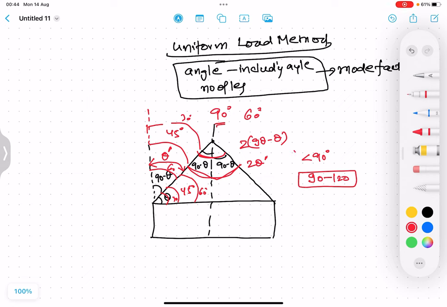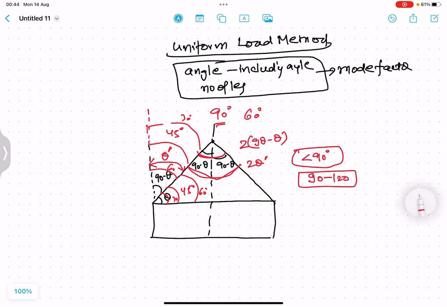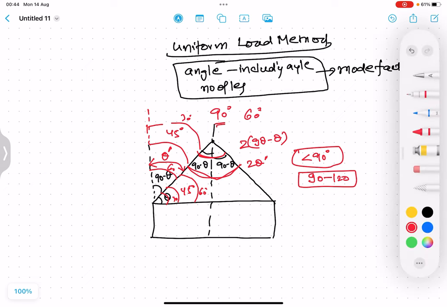But always remember two things. It is a suggestion that we never use less than a 45 degree angle. The angle must be greater than 45 degrees, and a 60 degree angle, when it is an equilateral triangle, is considered the best lifting. This is 60, this is 60, and this is 60. So the including angle can be less than 90 degrees, or it can be 90 to 120 degrees.